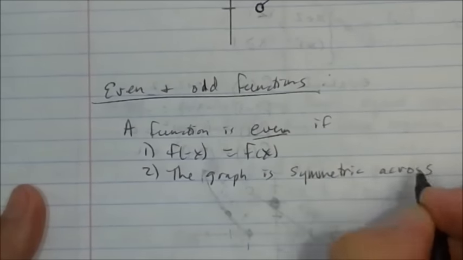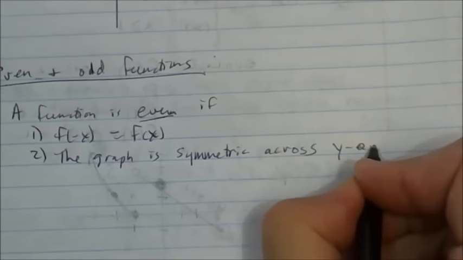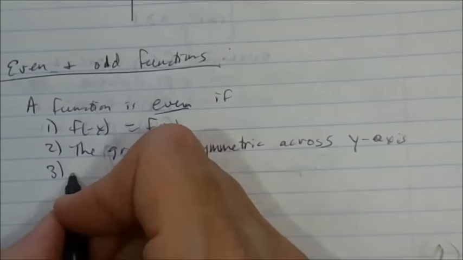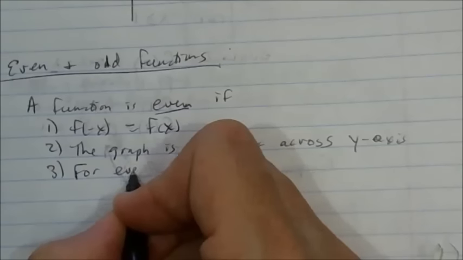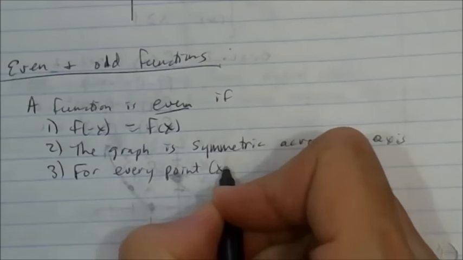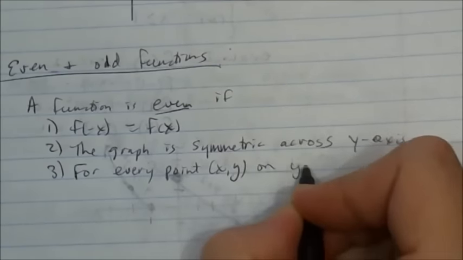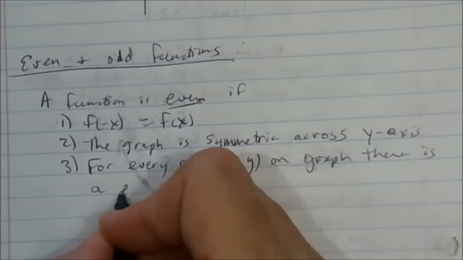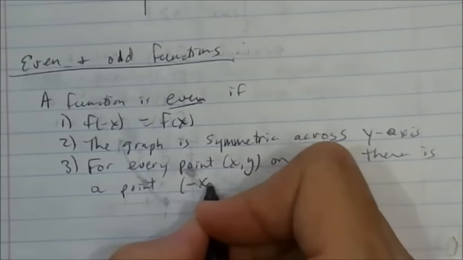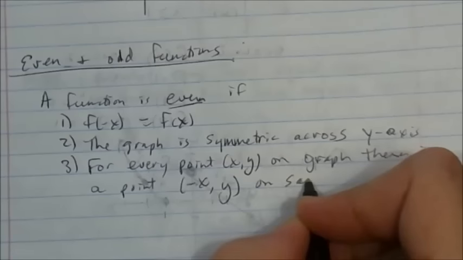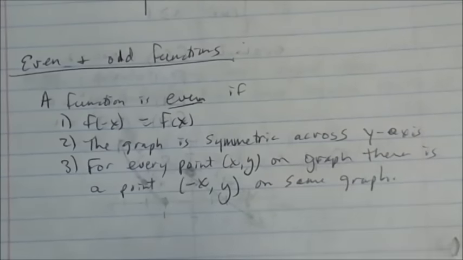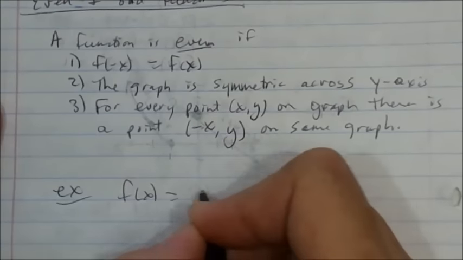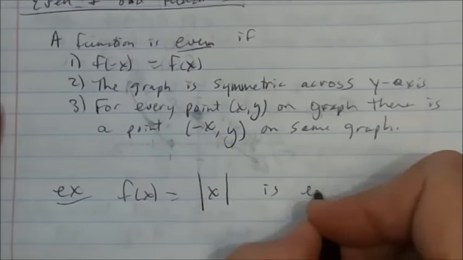I'll say across the y-axis. And all three of these mean the same thing. For every point (x, y) on the graph, there is a point (-x, y) on the same graph. So for example, f of x is equal to the absolute value of x is even.